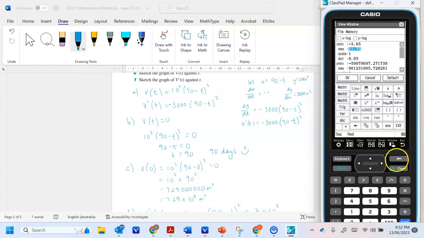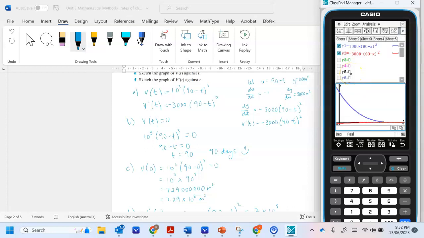Oh, it doesn't want to work. Come on. There we go. Scale doesn't really matter. Oh, now this is quite high. I don't know what we're going to see. What did we get as, 729 million? Maybe that would be okay. All right. It's a bit hard to see.